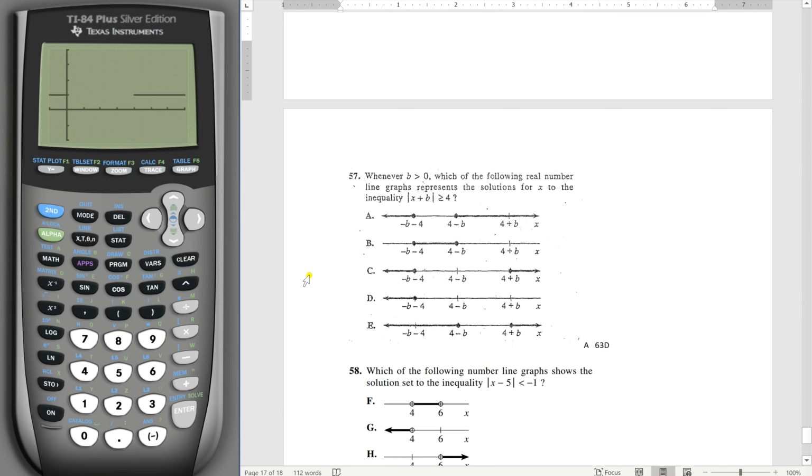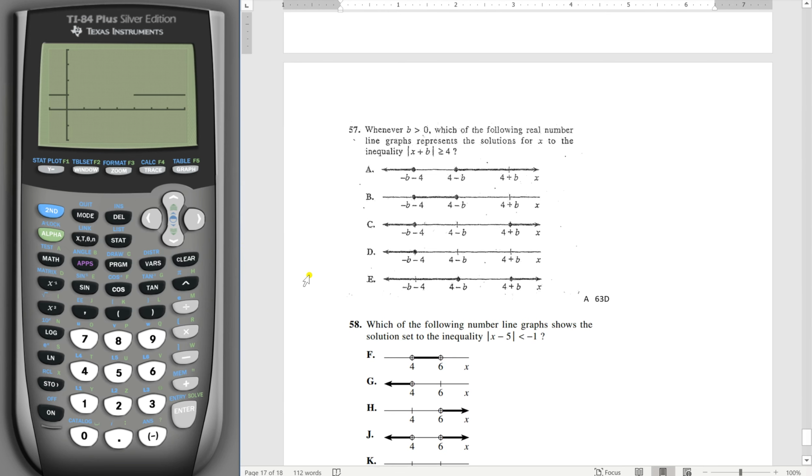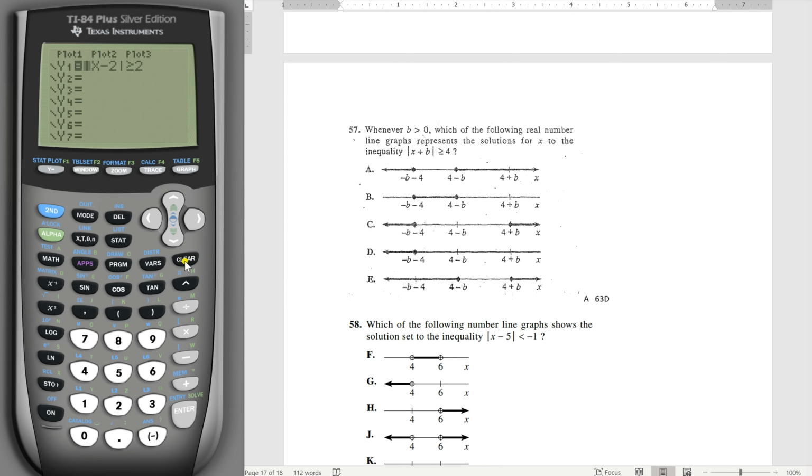It says, whenever b is greater than 0, which of the following real number line graphs represents the solution for x to the inequality absolute value of x plus b is greater than or equal to 4? So we're going to do the same thing. We'll get to y equals and clear this out. And we'll make b equal to 4, because that would make it true.